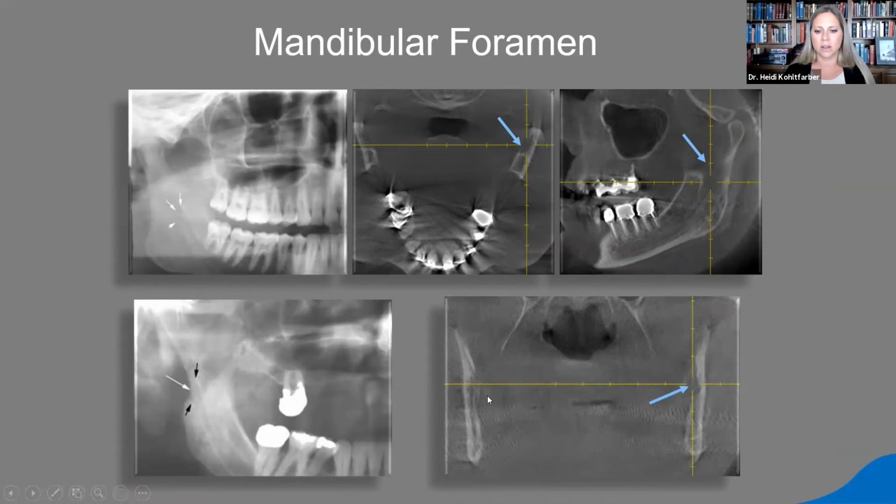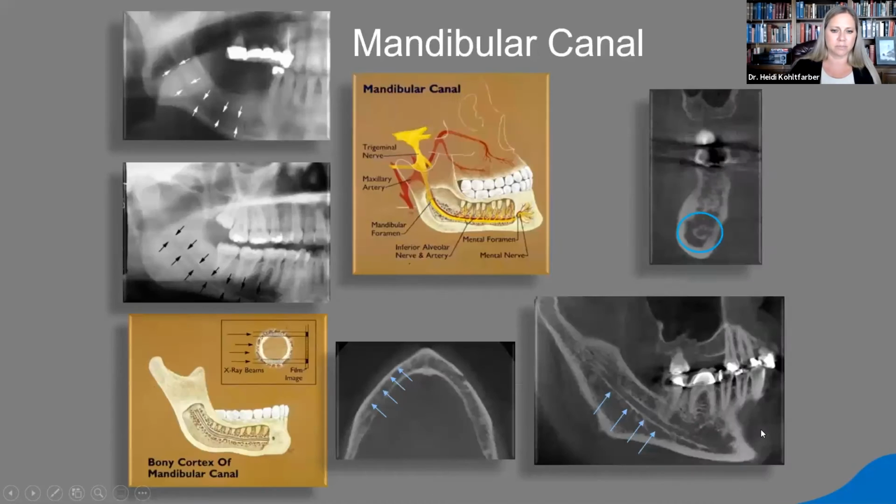And again, notice in that ascending ramus region, we have these beam hardening artifacts, all these little zebra stripes. You can see it very well streaking from the metallic restorations. And so we can definitely see what's happening in this area. We don't want to confuse that with pathology.